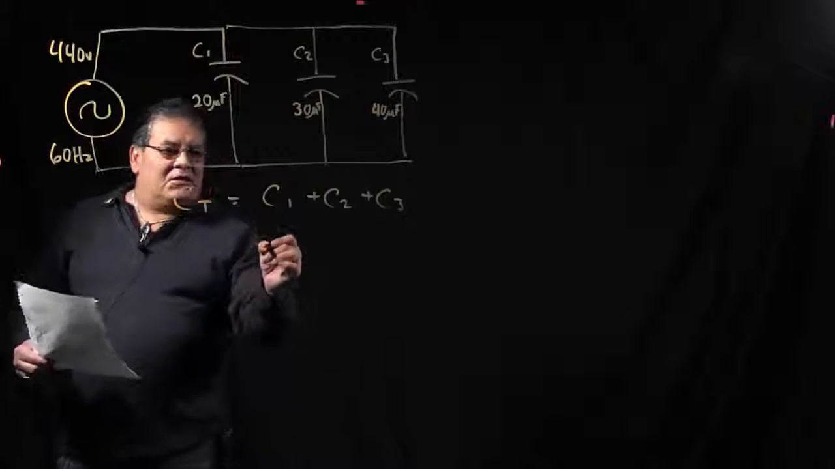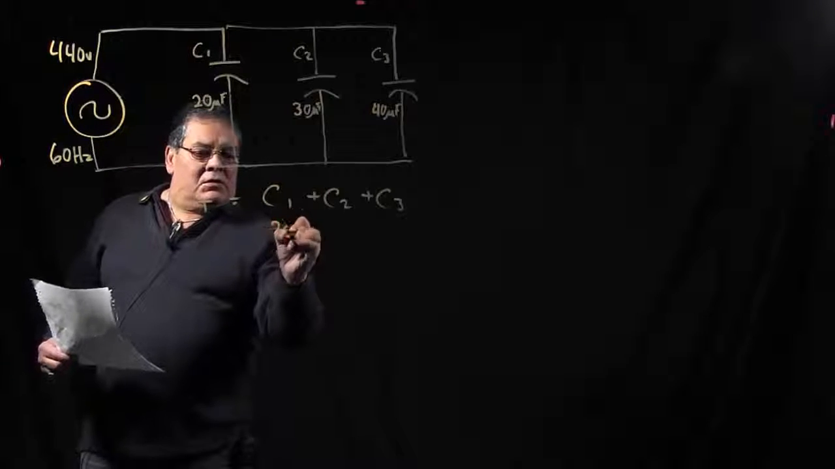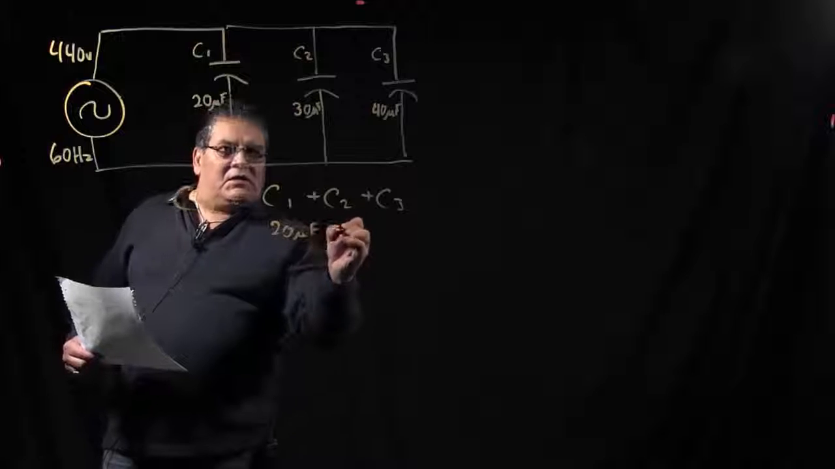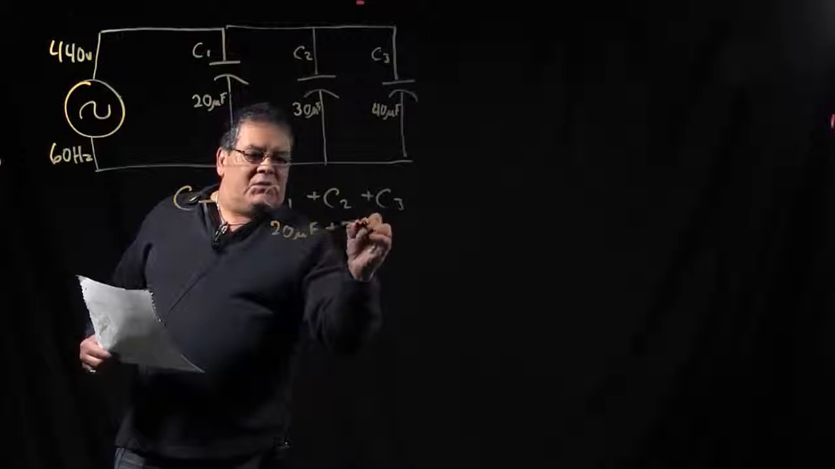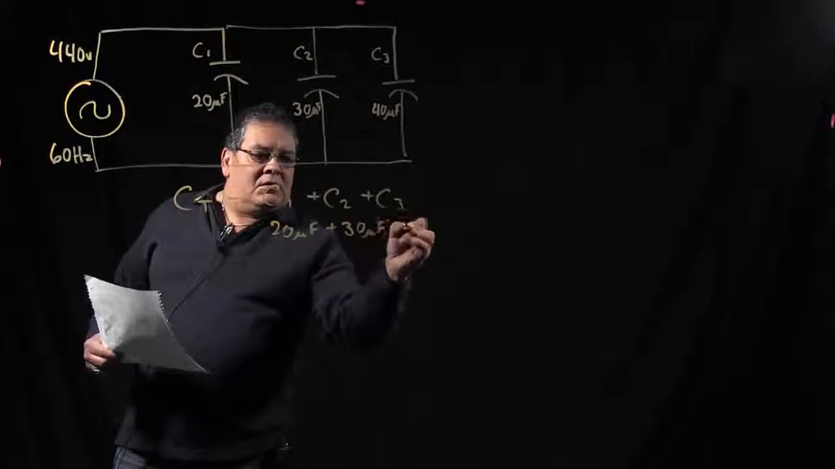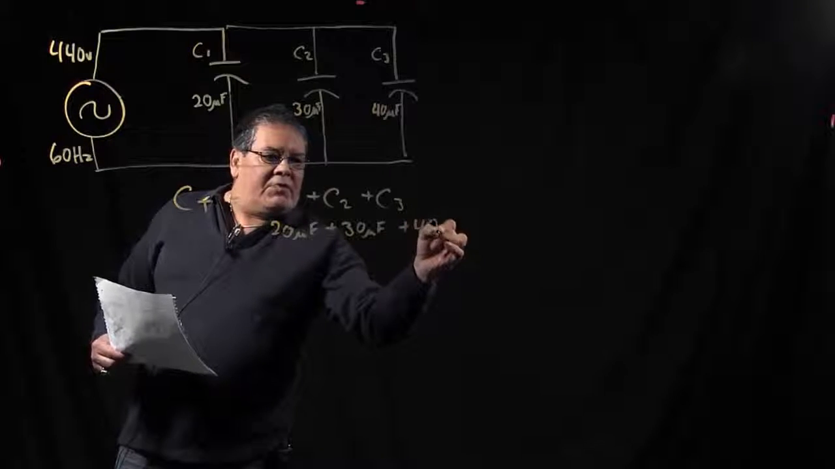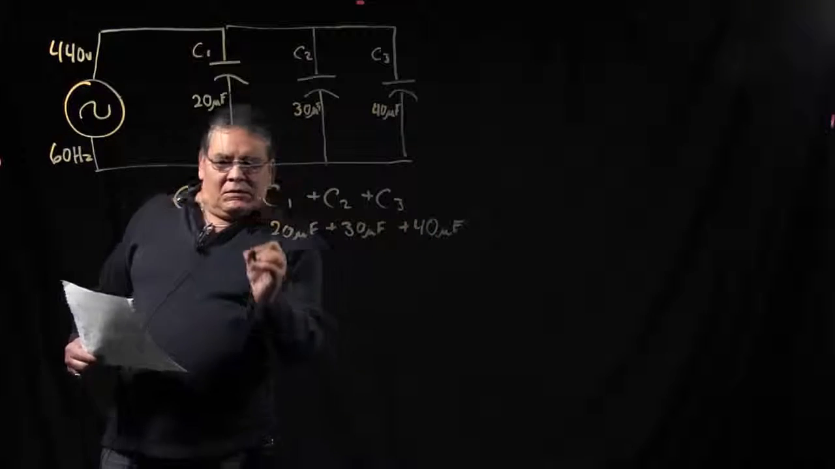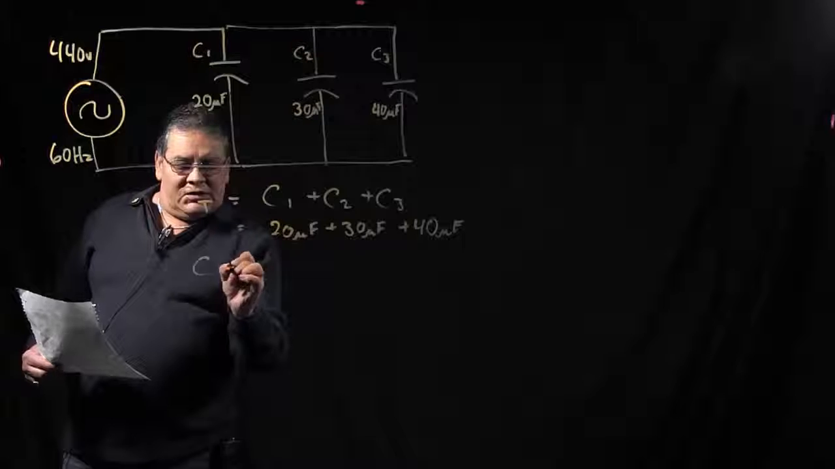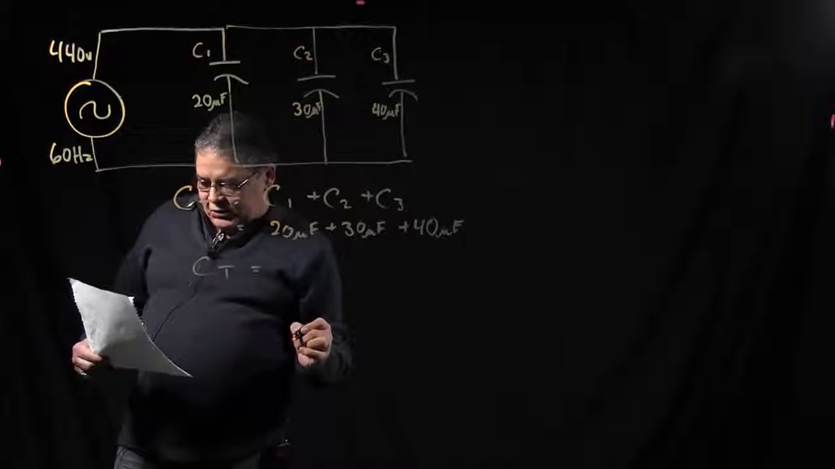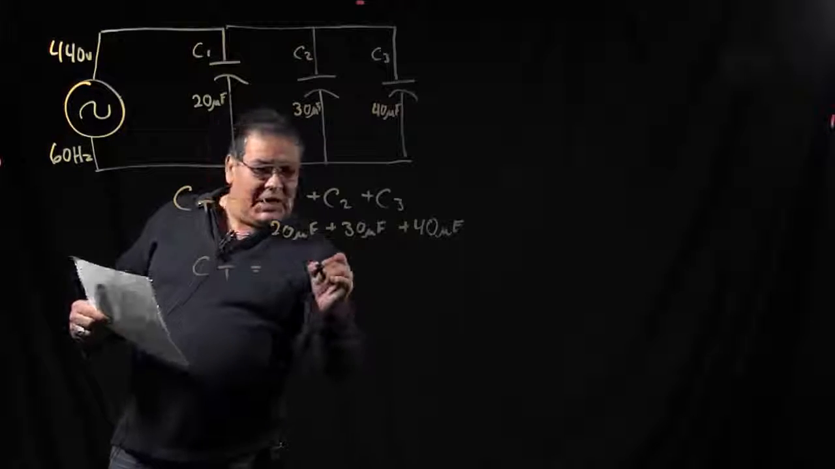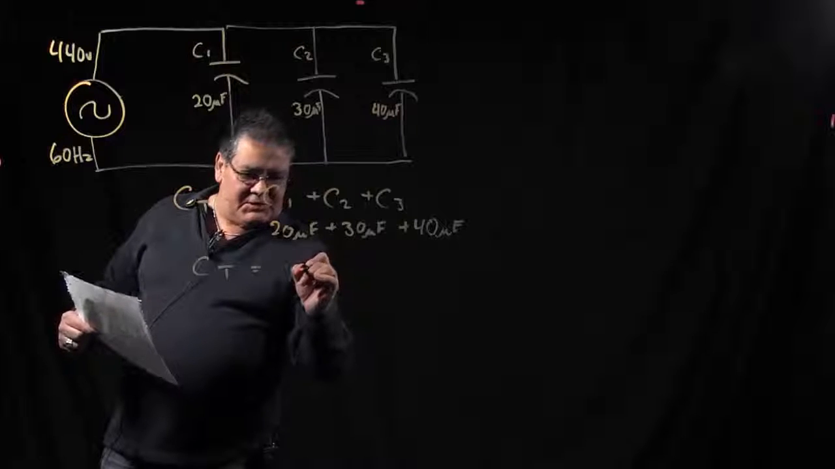So here basically you're going to just plug in your numbers. 20 microfarads plus 30 microfarads plus 40 microfarads. And your C total is equal to 90 microfarads. I guess that would have been easy enough to add up, right?